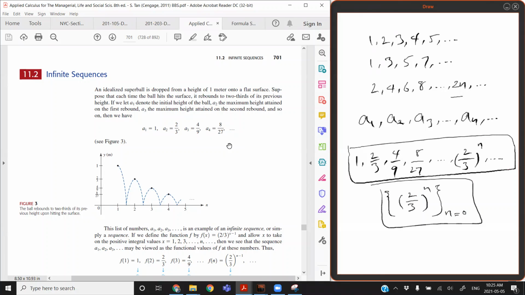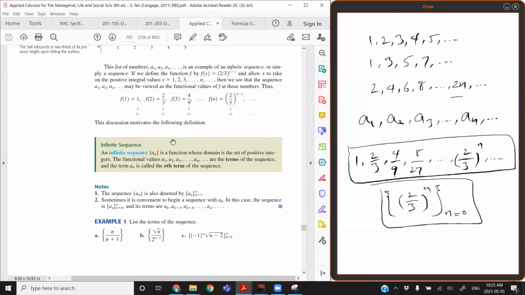And what does it tell us? It tells us n begins at 0. If I plug in 0 into this, I get 2 over 3 to the power of 0. I get the first term. Then n is 1. I plug in 1, 2 over 3 to the power of 1. I get the second term. Then 2 over 3 to the power of 2, then to the power of 3, and this is also the general term.